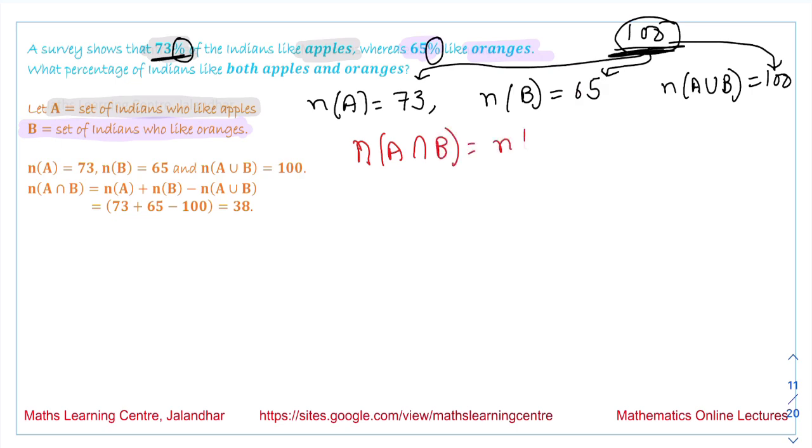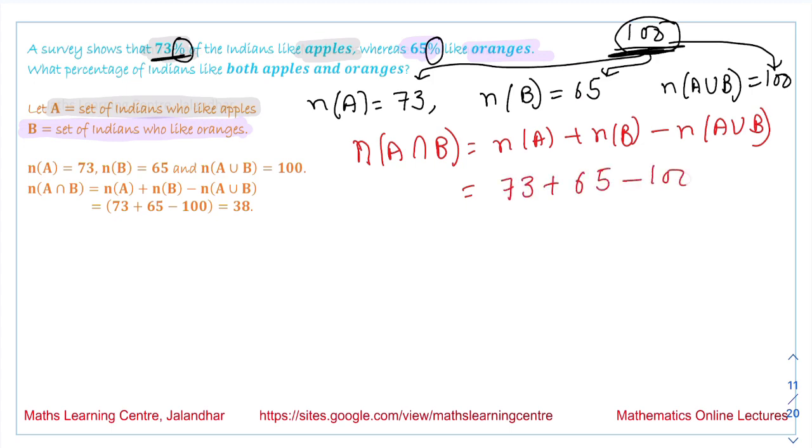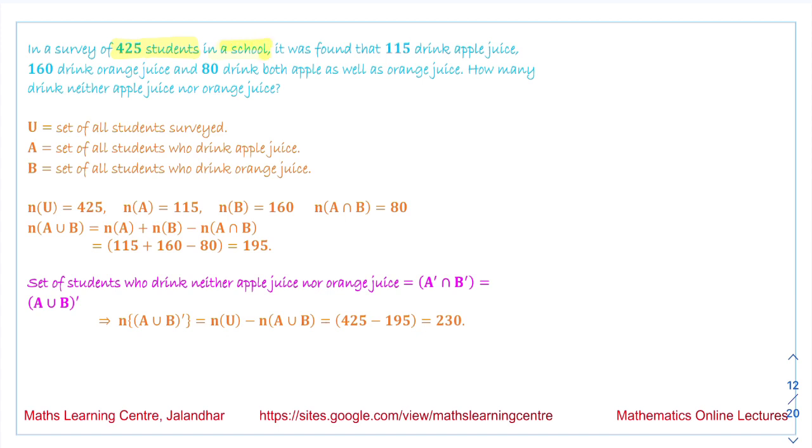So the answer we will have is n of A plus number of elements in B minus number of elements in A union B. So that is equal to 73 plus 65 minus 100, and the answer we obtain is 38. Next question we have is, in a survey 425 students in a school. So the total number of students we have is 425.